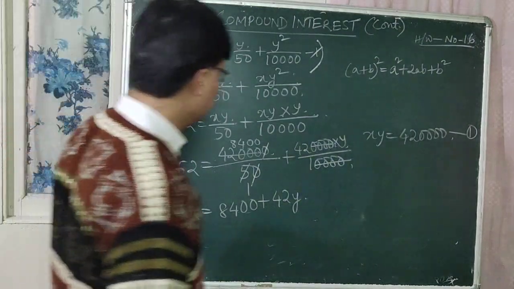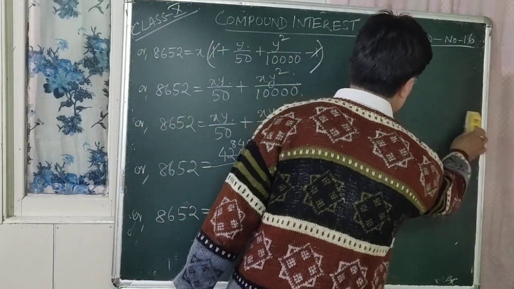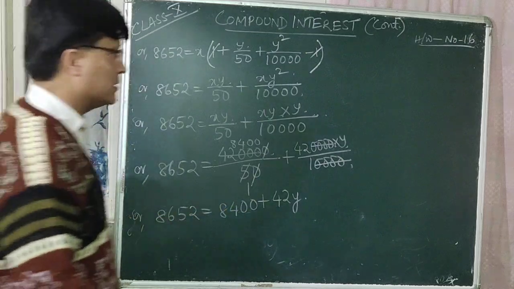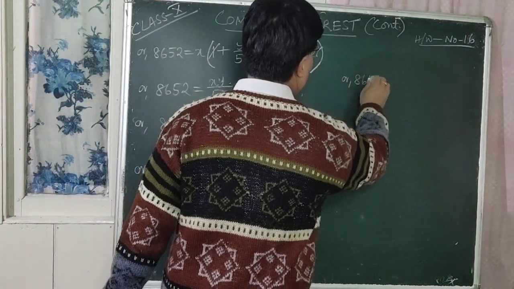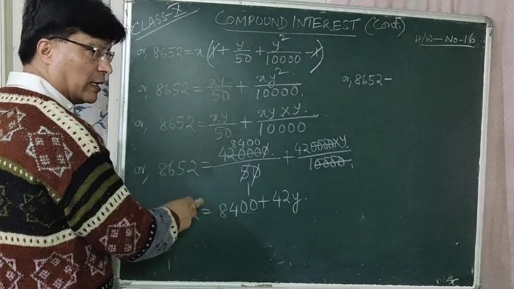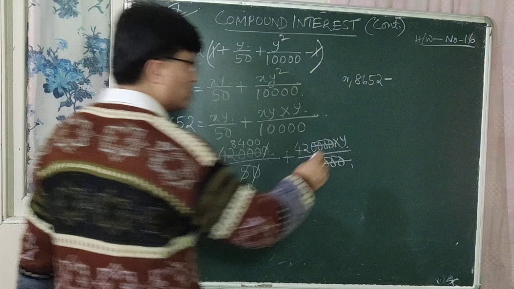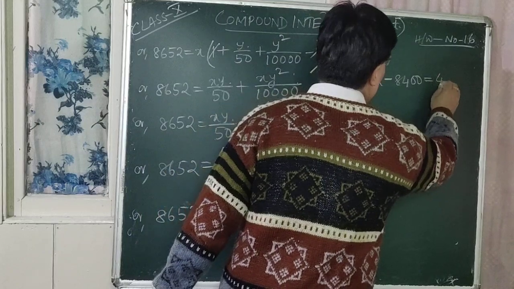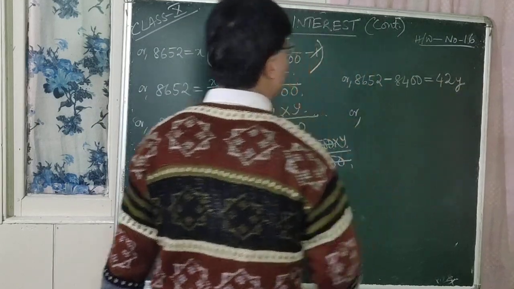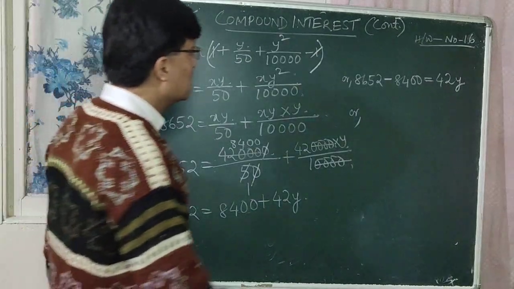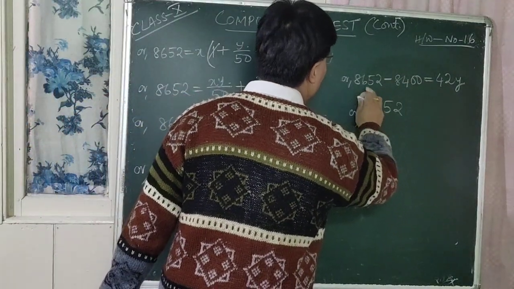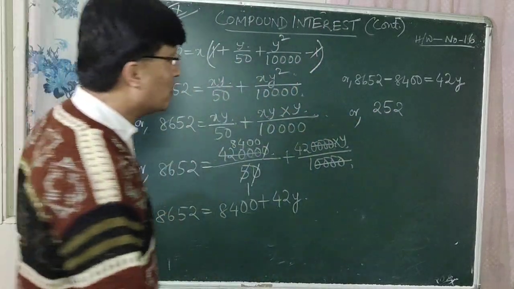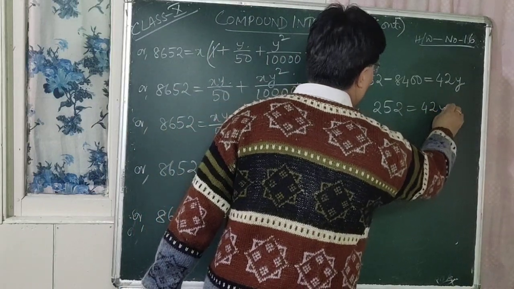Now let us simplify it. Now 8400, take to the left hand side. 8652 minus 8400 is equal to 42y, right? Now you have to subtract. 2 minus 0, 2, 5 minus 0, 5 and 6 minus 4 is 2. Right? So this is your 252 is equal to 42y.